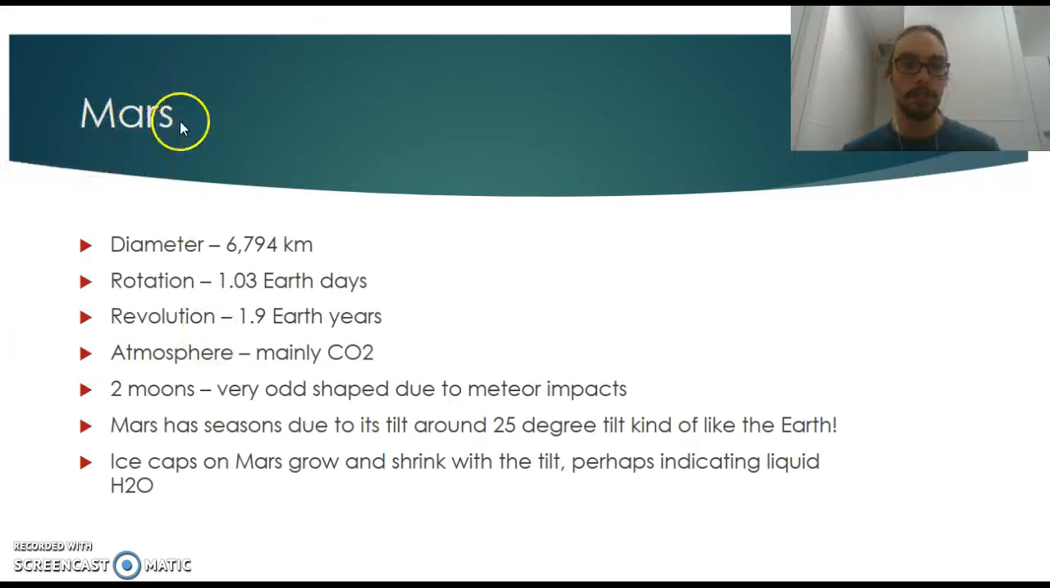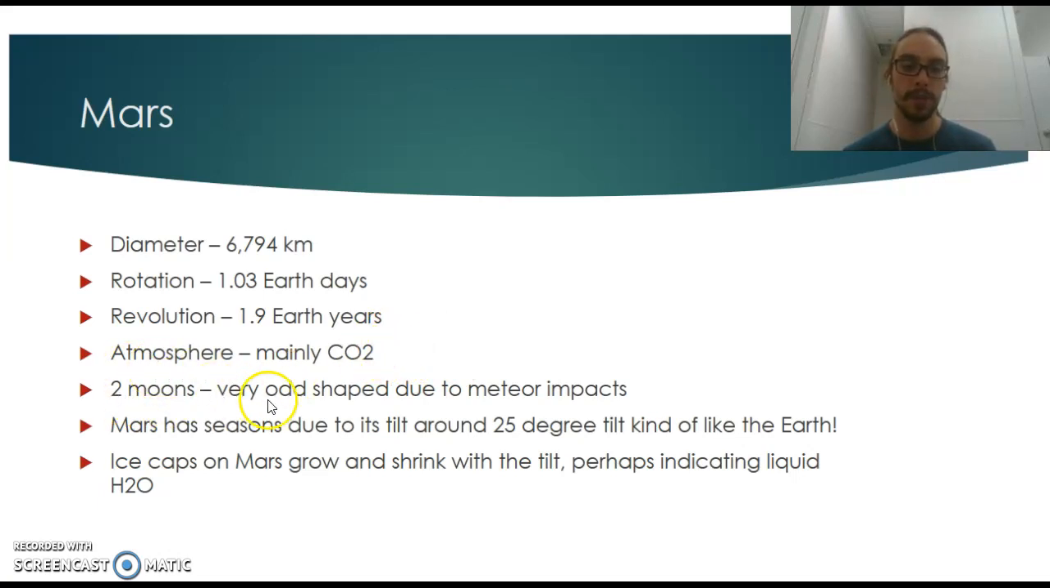So Mars, it's the fourth planet from the sun. Its diameter is 6,794 kilometers. Its rotation is about 1 Earth day. It's 1.09 Earth days. It's very close. Its revolution is about 2 Earth years, so it takes about twice as long to go around the sun as us. Its atmosphere is mainly CO2, so we're going to see that it's going to be hotter than Earth a lot of the times.